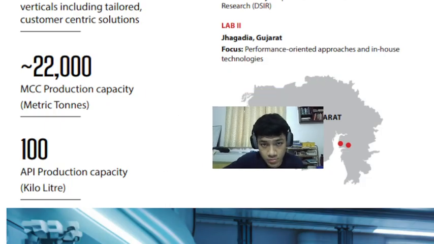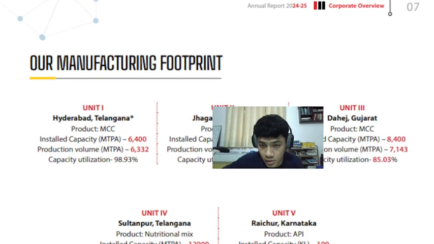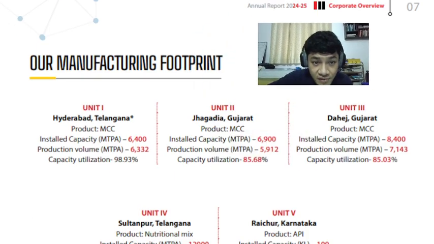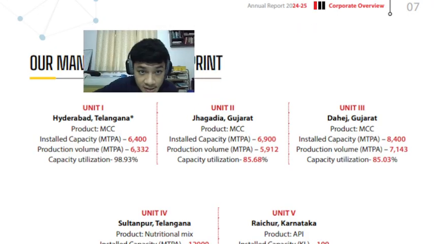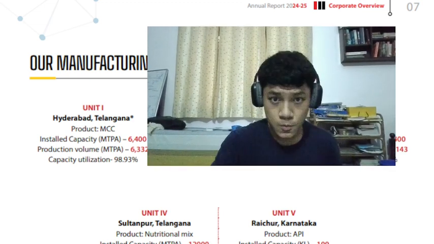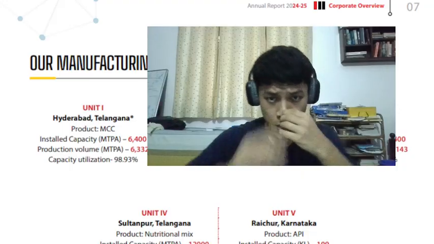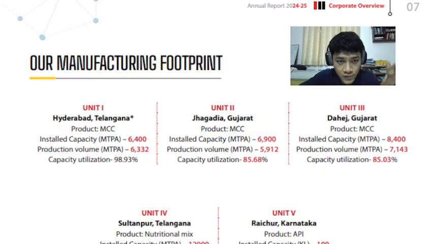22,000 metric tons, and 100 kiloliters of API production. This is a new thing. Let's just move down. Now, here we can see they have different manufacturing units, and this unit one, Hyderabad, Telangana, they recently had a fire. So that's big news. They recently had a fire. That's all I had to say.